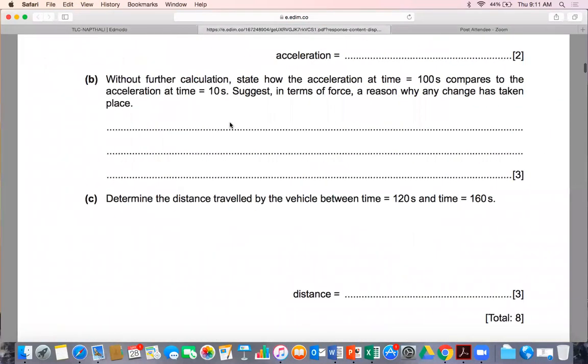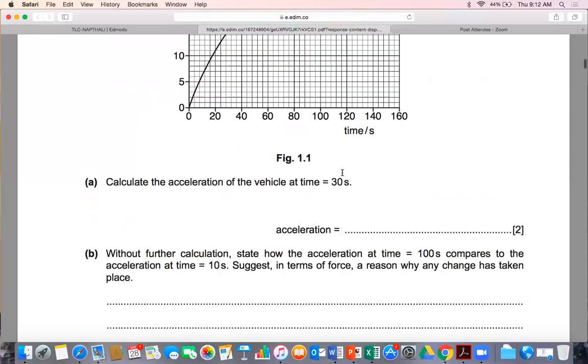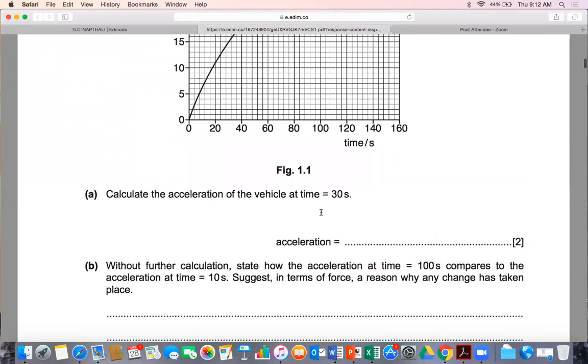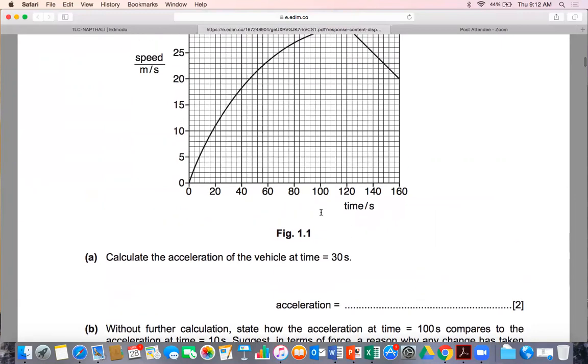Without further calculation, state how the acceleration at time 100, so in 100 seconds, compares to acceleration at 10 seconds. Suggest in terms of force a reason why any change has taken place. So if we look back at the graph, 10 seconds is somewhere here, and then 100 seconds is somewhere here. What do you think the acceleration will look like? Acceleration means speed divided by time. Without calculating, just by looking at the graph, what can you see?